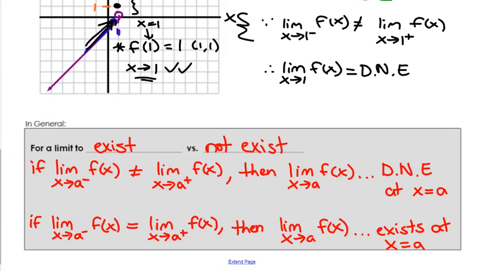Okay, so here's the overall general rule. For a limit to exist, you need to make sure that the left-hand and the right-hand limits are the same. Then you can say that it actually exists. If they're not the same and they don't match, then the limit doesn't exist at that x value.